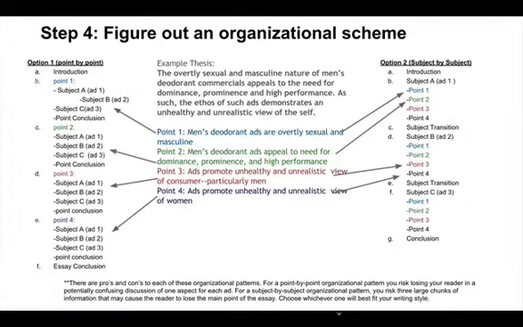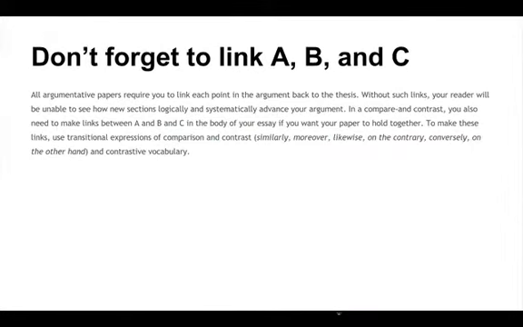So once you have figured out a basic organizational scheme, you want to start writing. While you're writing, don't forget to link A, B, and C. That's ad A or point 1, to ad 2 or point 2, and so on and so forth. You need to remember how each of your paragraphs is going to link back to the thesis. And without the links, your reader has no idea how your argument is advancing. And you want to make transitional links more on comparing than contrasting, but make sure you have those comparative transitions built in there.